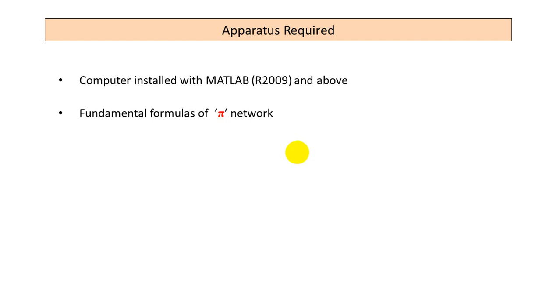Similarly, of course, once you theoretically evaluate the pi network for the given problem, you should be able to code it in a MATLAB Simulink environment. So you need to have a computer installed with MATLAB, version 2009 and above. That will be much more appropriate to do the experiment.